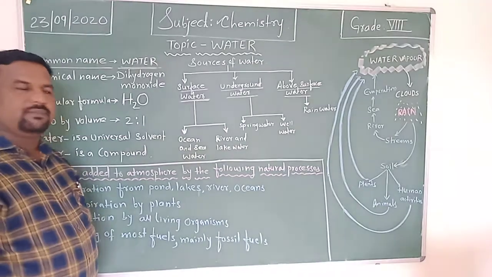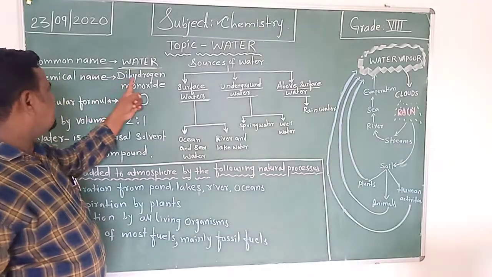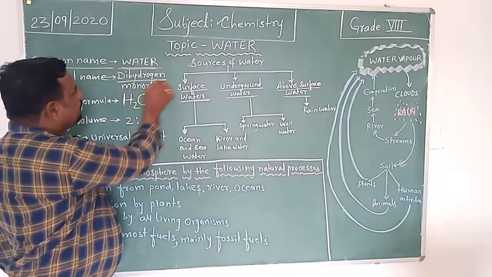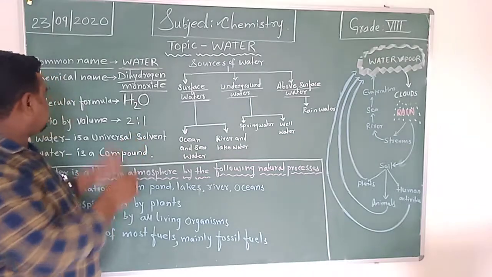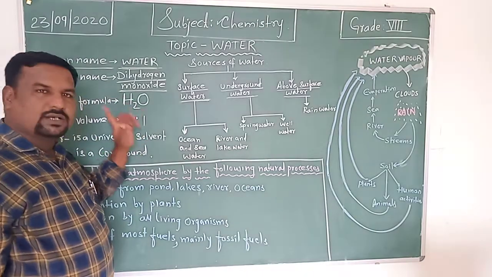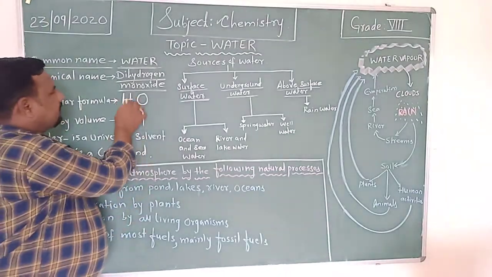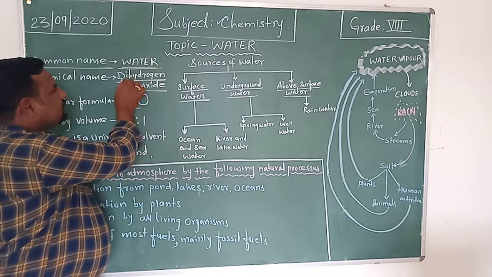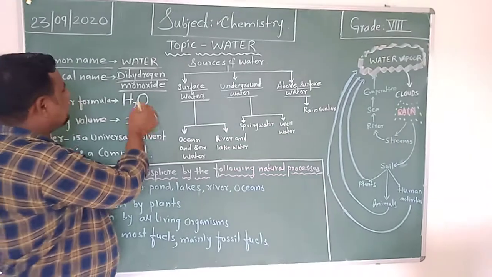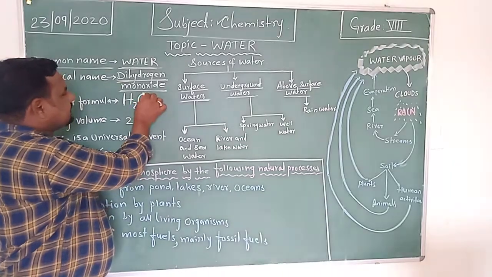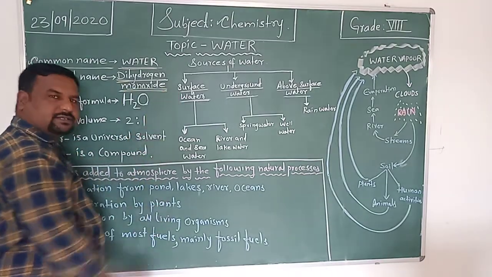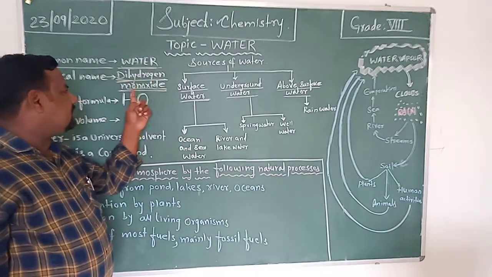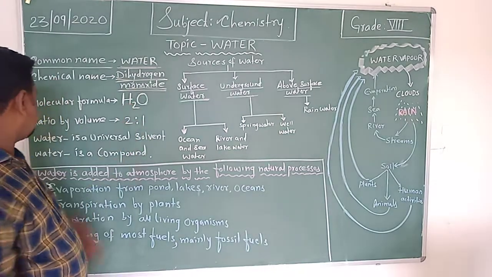What is the chemical name given? Dihydrogen monoxide. Why is it dihydrogen monoxide? Because when you look at the molecular formula of water, you can see how many atoms of hydrogen? 2. So therefore it is called dihydrogen, and there is only one oxygen, so it is monoxide. Therefore its chemical name is given as dihydrogen monoxide.